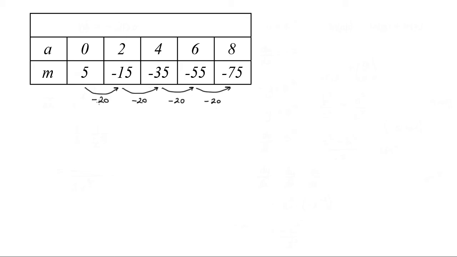Now, because it subtracts going down in 20, but we have a difference of 2, we need to divide these results by 2. And when we do that, we get negative 10. So the first part of the rule is that m equals negative 10a. And then we go to the 0 term, and the 0 term is 5. So negative 10a plus 5.